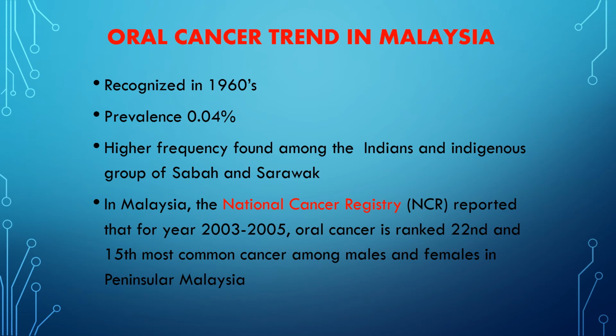Oral cancer trend in Malaysia. Recognized in the 1960s, prevalence is about 0.04%. High frequency found among the Indians and indigenous group of Sabah and Sarawak. In Malaysia, the National Cancer Registry reported that for year 2003 to 2005, oral cancer is ranked 22nd and 15th most common cancer among males and females in Peninsular Malaysia.